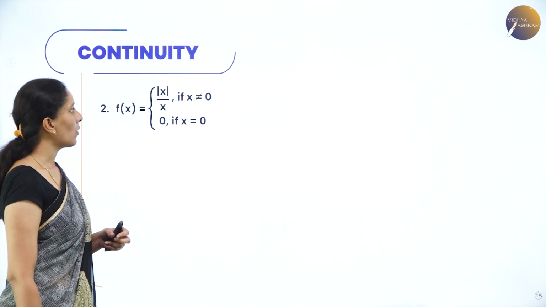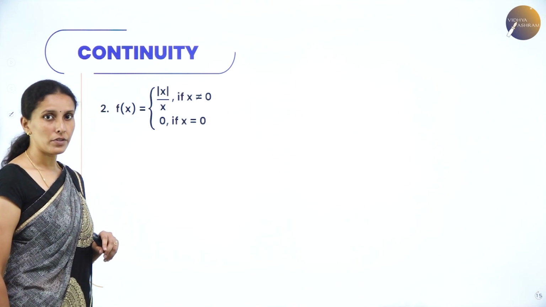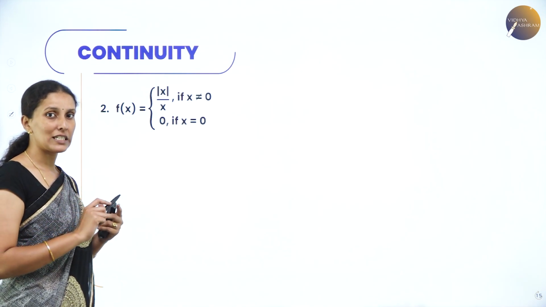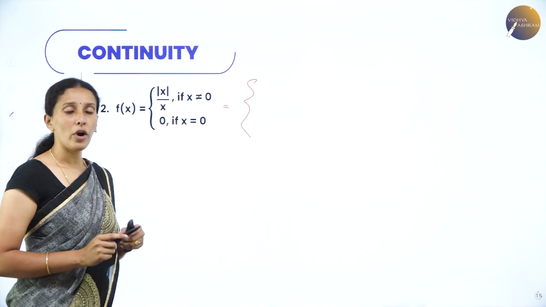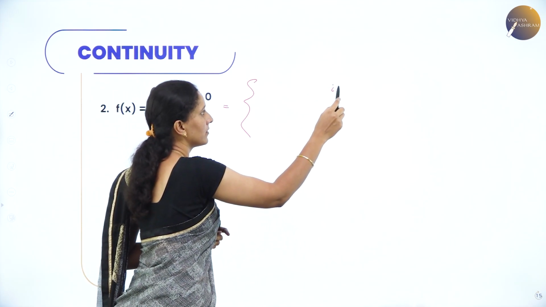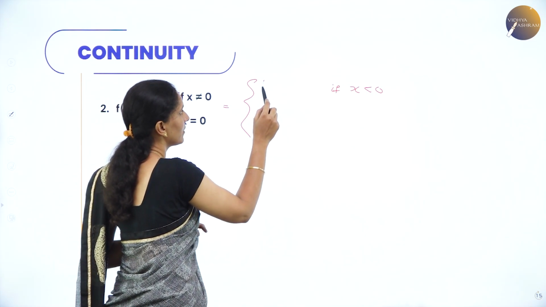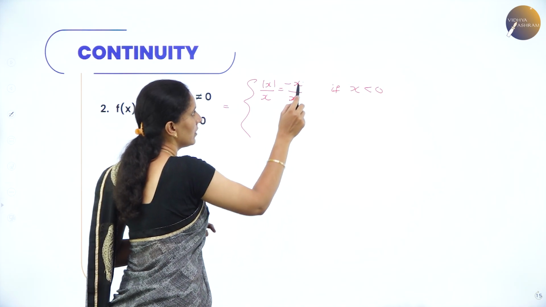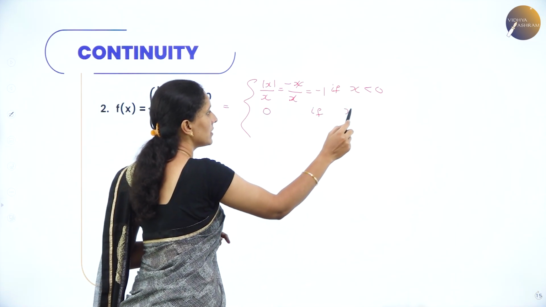Next, f of x is equal to modulus x by x if x is not equal to 0, and 0 if x is equal to 0. When x is not equal to 0, we have two cases, that is when x is less than 0 and when x is greater than 0. This function can also be rewritten. We know that mod x can take two values, one is x and one is minus x. What happens if x is less than 0? If x is less than 0, modulus x is defined as minus x. So here this will be equal to minus 1. And it is 0 if x is equal to 0.